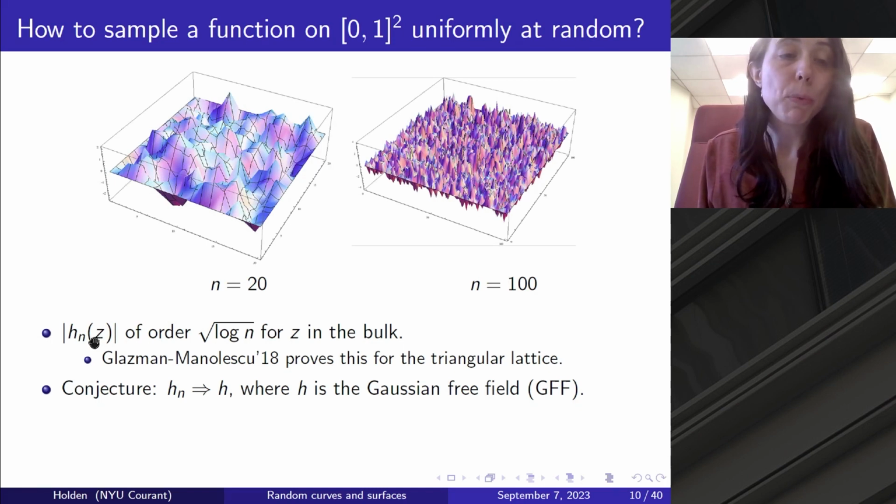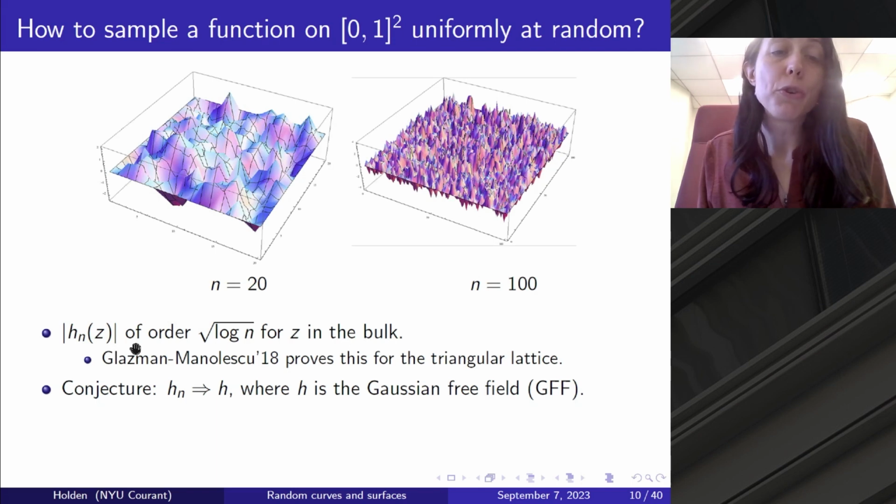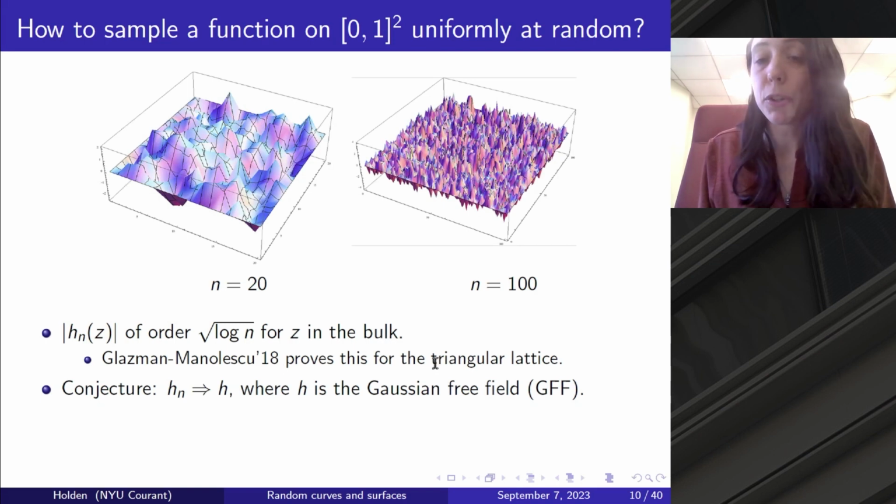So what can be proven is that if we fix some point z in the bulk, then the absolute value of the function at this point will be some random variable. And this random variable will have an order of magnitude of order square root log n. So at least this was proven if we consider this model on the triangular lattice.